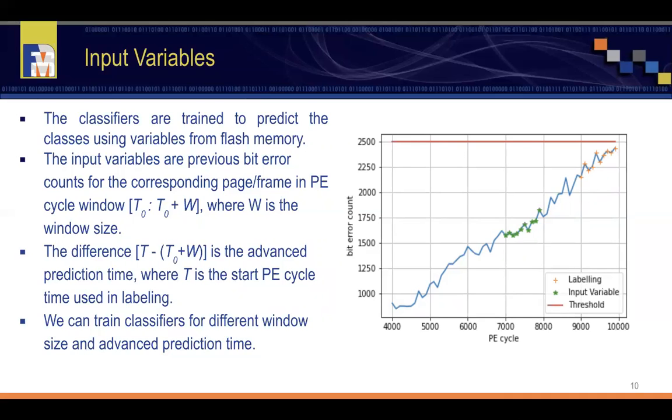As a pictorial representation, in the graph, the orange markers are used to label the page into the class. And the corresponding input variables to the classifier are represented by the green markers. The difference between the start p count for labeling and the end p count for the input variable is the advanced prediction time. So in this example, the advanced prediction time is 1000 p-cycle window, and the number of input variables to the classifier is 10.